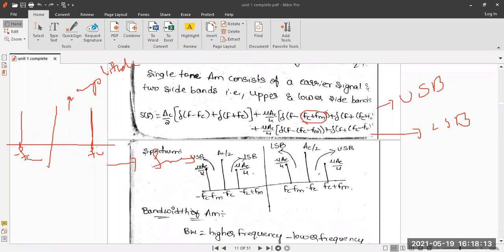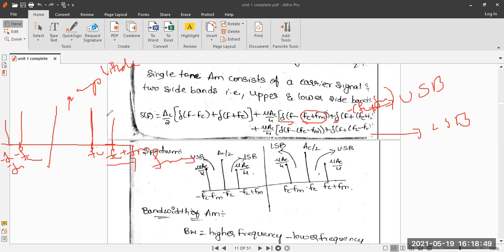Fc plus Fm means it is here, slightly ahead of Fc. Fc plus Fm. Where is the impulse function? Fc plus Fm. Next, impulse function where? Minus of Fc plus Fm. So another impulse function at minus of Fc plus Fm, which means minus Fc minus Fm. Here, minus Fc minus Fm.